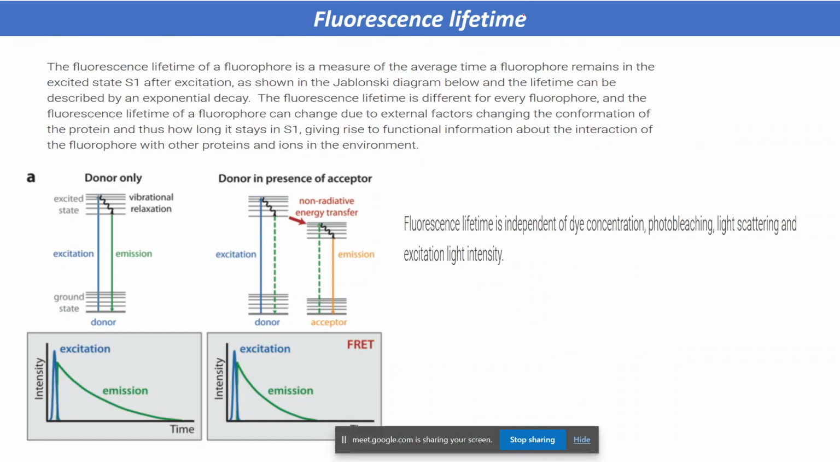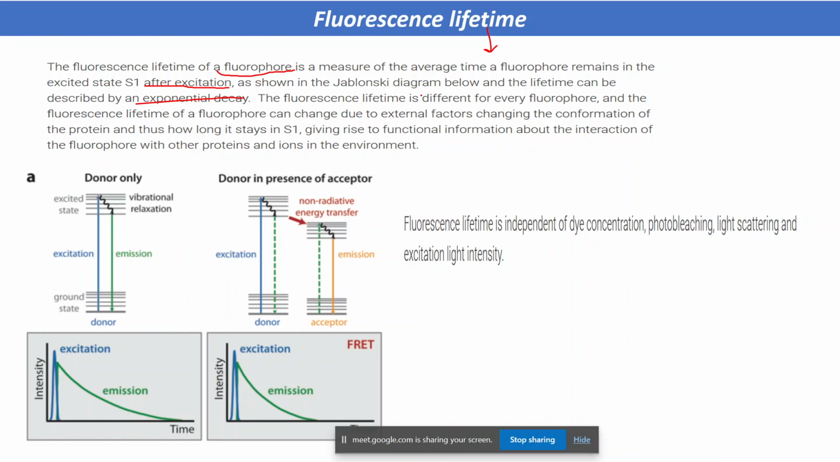Now, if we talk about fluorescence lifetime, what do we mean by lifetime? Lifetime is the time that a molecule spends in the excited state after the excitation before coming back to the ground state. Here we are talking about fluorescence, so we can use the term fluorophore. The fluorescence lifetime of a fluorophore is a measure of the average time a fluorophore remains in the excited state S1 after the excitation. And the lifetime can be described by an exponential decay.